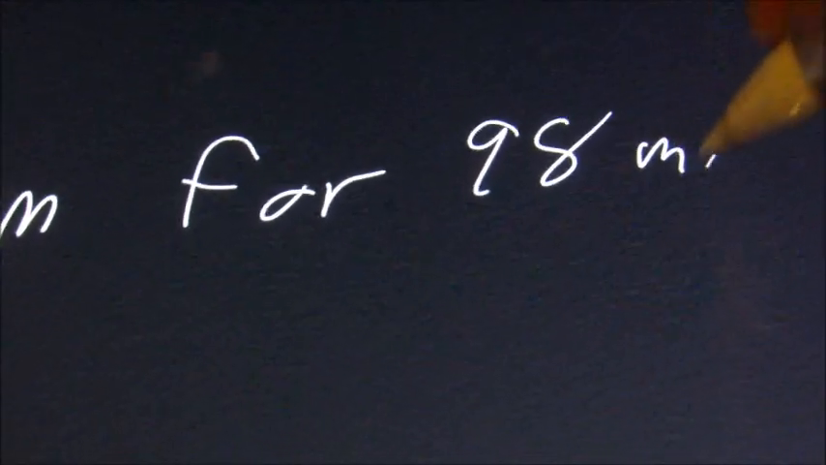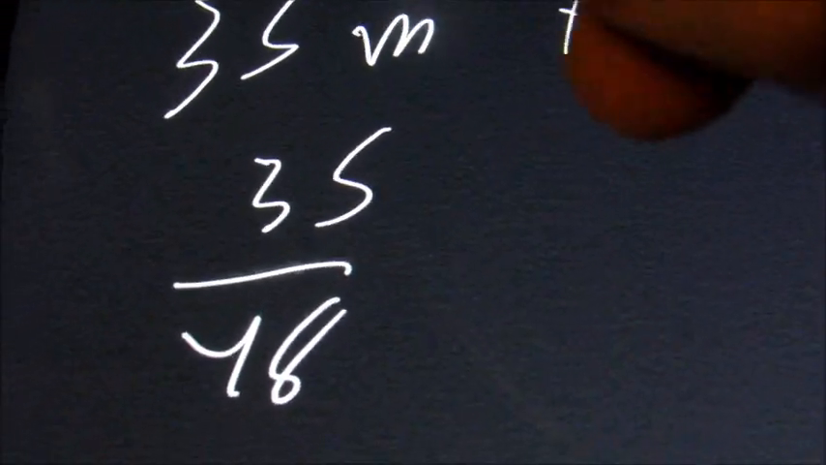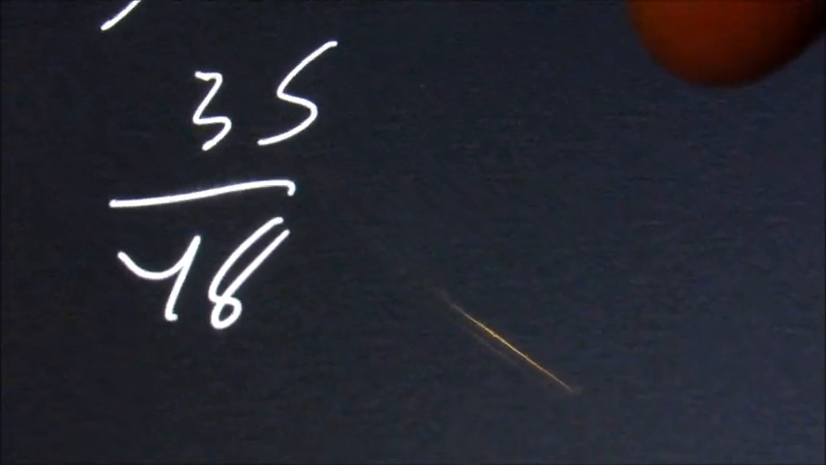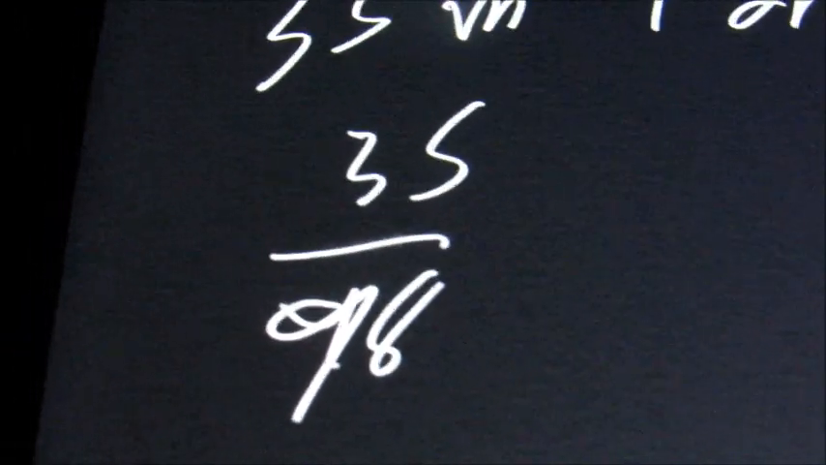So next, another example that you might have is 35 meters for 98 minutes. And it's just going to be 35 over 98. Both of these are divisible by 7. So we get 5 over 14.